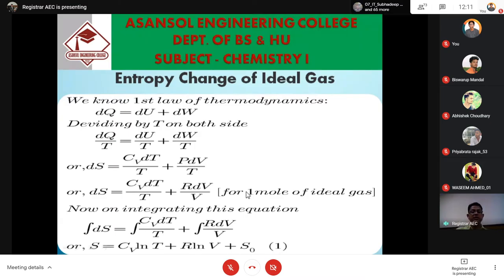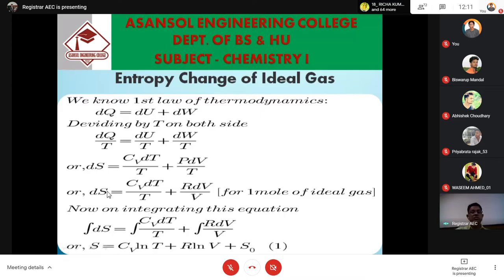You can write this in your copy, otherwise it is difficult to understand. So dq by T is equal to du by T plus dw by T, that is, ds is equal to Cv dT by T plus P dV by T. Now we know that PV is equal to RT for one mole of gas, so P by T means R by V. So we write R dV by V.